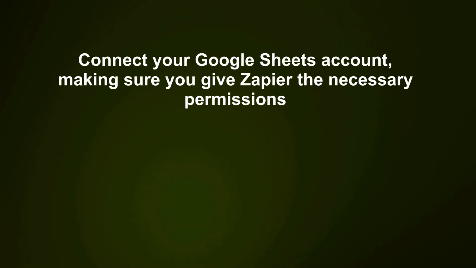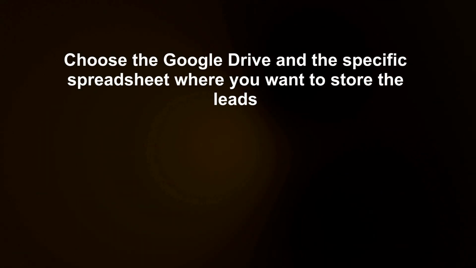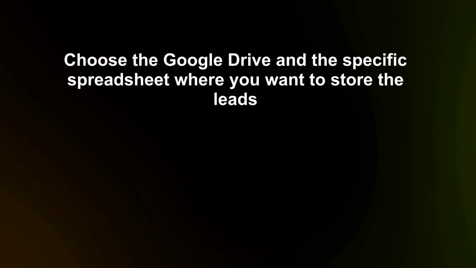Connect your Google Sheets account, making sure you give Zapier the necessary permissions. Choose the Google Drive and the specific spreadsheet where you want to store the leads.